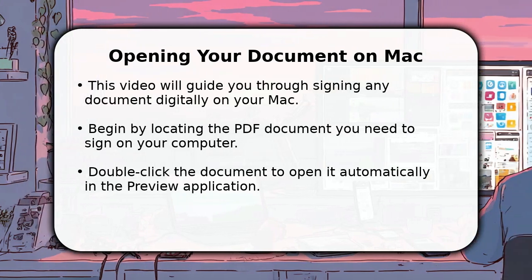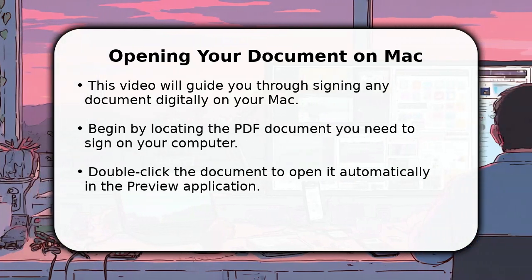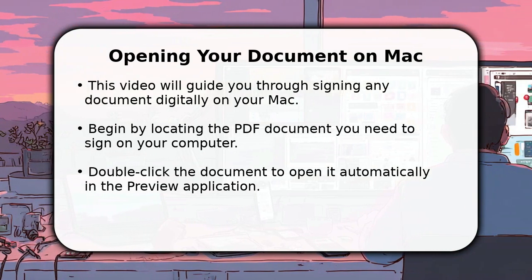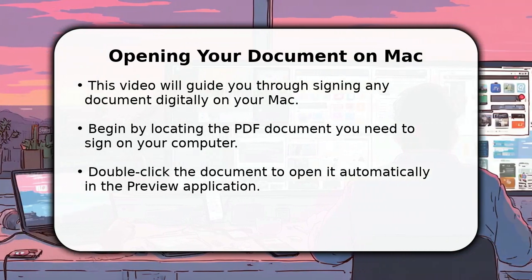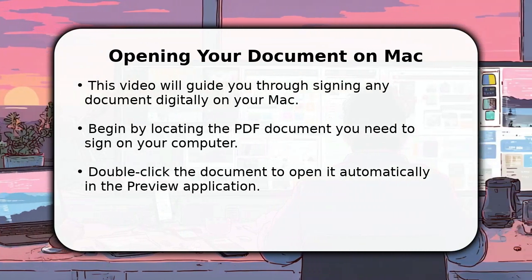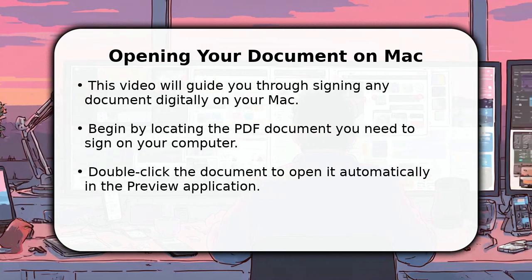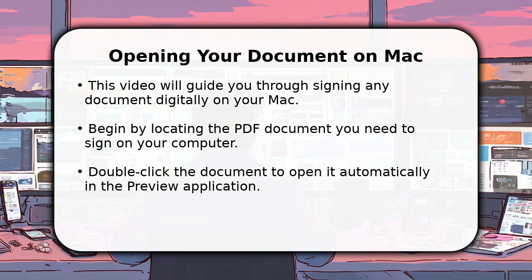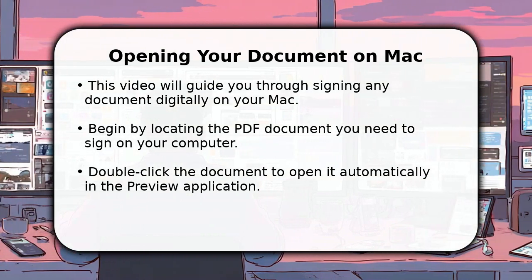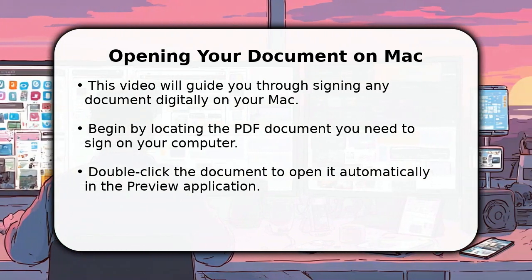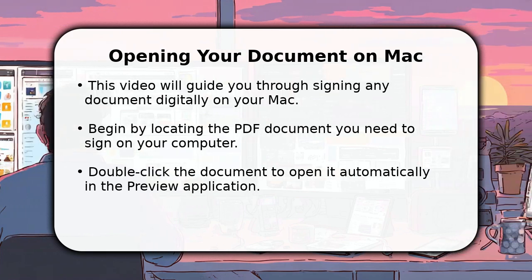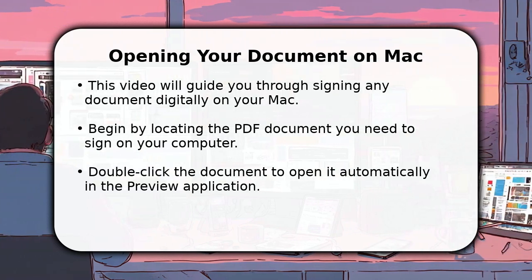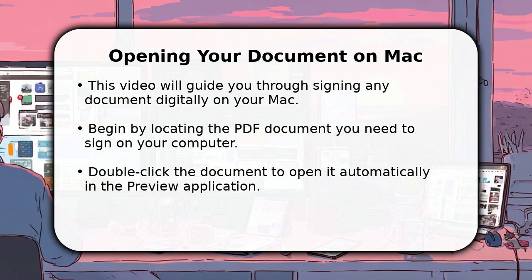In this video, I will show you how to sign a document on Mac. First, locate your desired PDF document, perhaps on your desktop or in your Downloads folder. Double-clicking this file will automatically open it within the Preview application. Preview is Apple's built-in image and PDF viewer, making this process incredibly simple and accessible for everyone. It is the default program for most document types.